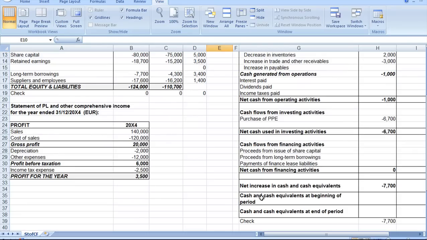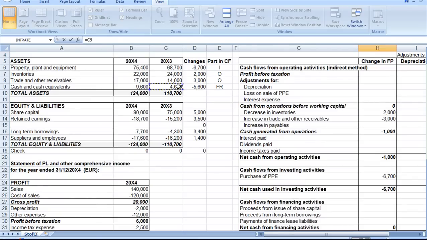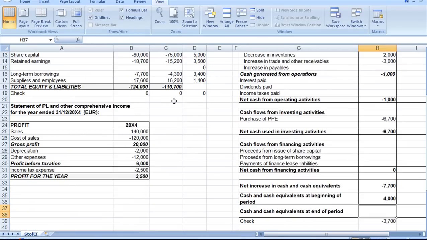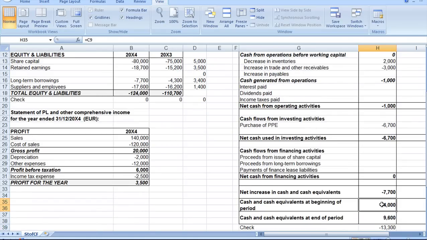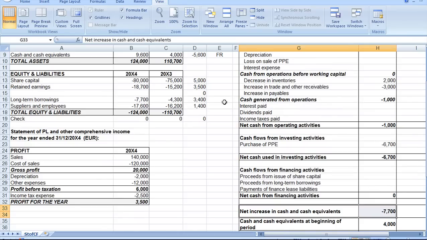So we put the beginning balance of cash, being 4,000 euro, here and the ending balance of cash, being 9,600 euro, here. So I don't bring the change of 5,600 anywhere, although it's the net increase. Instead, we will calculate the net increase in cash and cash equivalents directly from the cash flow statement and verify whether it's the same as the change in the balance sheet. Now let's take a look at the liability and equity side.